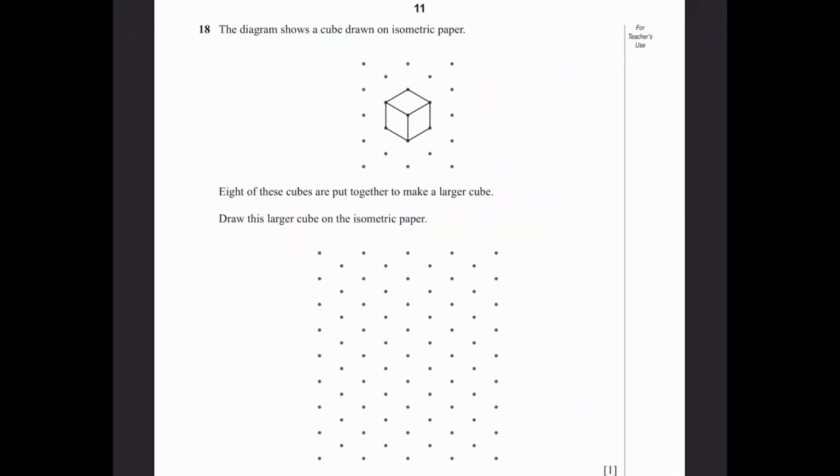Question 18. The diagram shows a cube drawn on isometric paper. 8 of these cubes are put together to make a larger cube. Draw this larger cube on the isometric paper. Okay, so first of all, we have one cube. And let's say the side length is 1 unit. Now is 8 a cube number? Cube root of 8 is equal to 2. So yes. And that means each side is 2 units, and that means there are 2 cubes for each side.